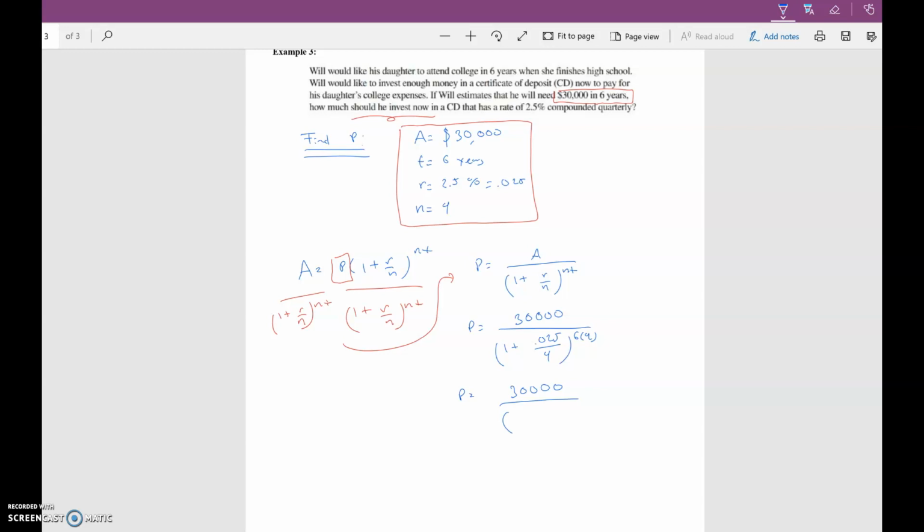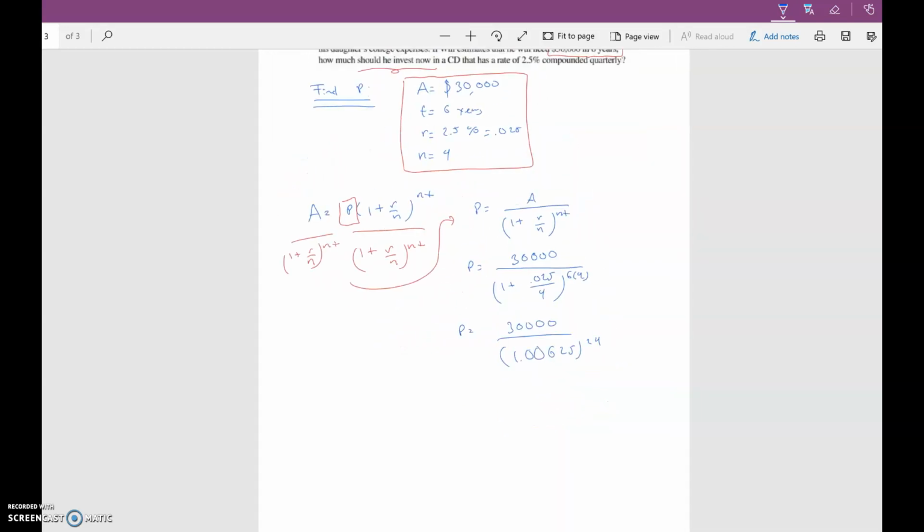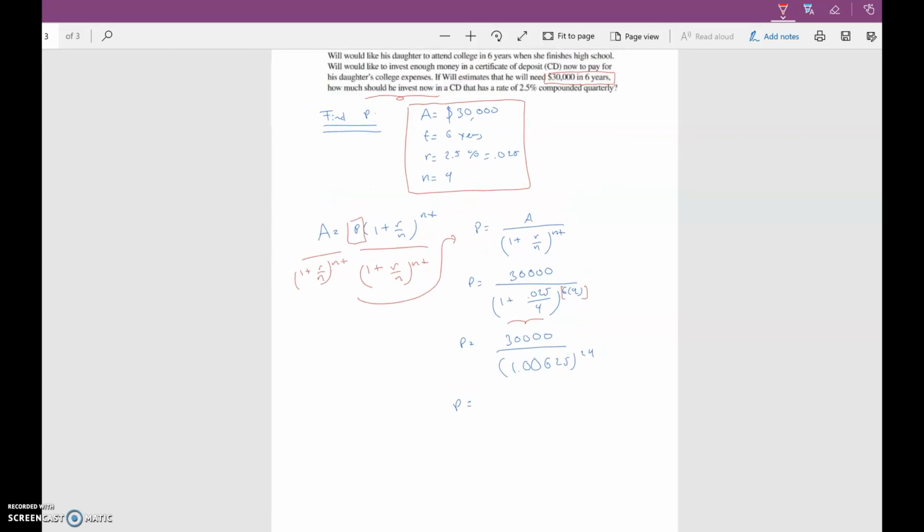So this one's a little bit messy. 1.00625 raised to the 24. That's what you're going to be punching into the calculator. It's perfectly fine if you evaluate the previous one, but you would actually need an extra set of parentheses there, and you have to make sure that you evaluate it correctly. So 30,000 divided by 1.00625 raised to the 24.